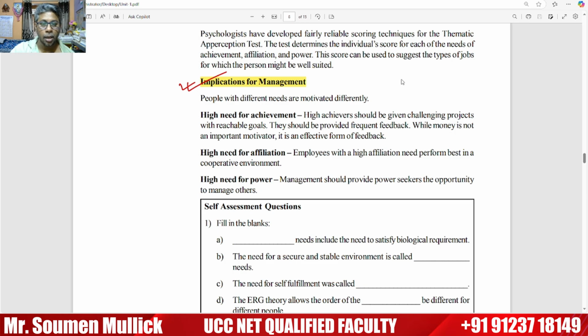Number one, high need for achievement. High achievers should be given challenging projects with reachable goals. They should be provided frequent feedback. While money is not an important motivator, it is an effective form of feedback. Number two, high need for affiliation. Employees with high affiliation need perform best in a cooperative environment. And the third, high need for power. Management should provide power seekers the opportunity to manage others.